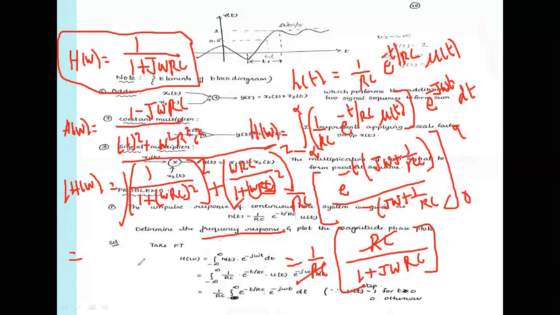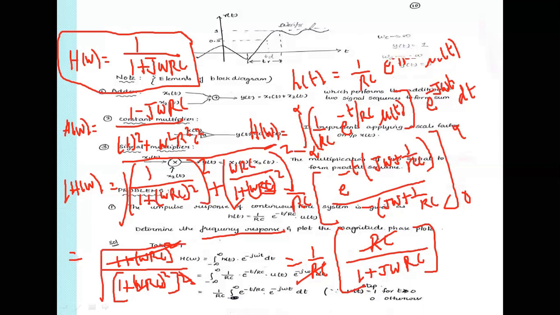Simplify the magnitude: the LCM is 1 plus omega RC whole square, and in the numerator we get 1 plus omega RC square. So the common term and the square get cancelled, and we have the under root. So the magnitude of H of omega is equal to 1 by under root of 1 plus omega RC whole square.